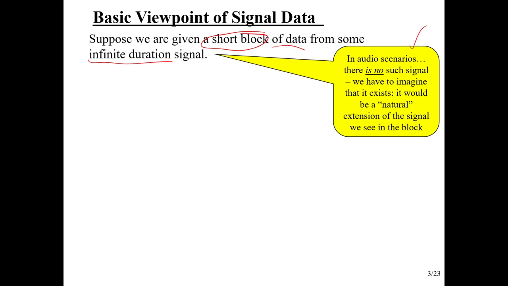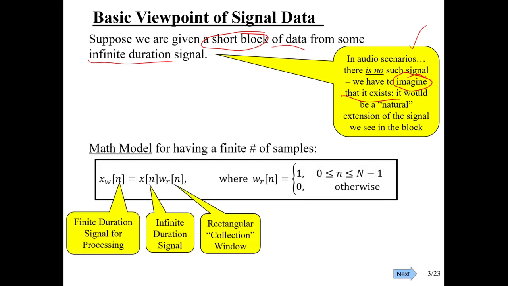And I say over here that in audio scenarios, there really is no such signal, because we just got done saying that there isn't a signal that persists for a long time that has the same spectral characteristics of that short block. So we have to at least imagine that there is some signal that would be a natural extension of that note that's being played in the block, for example. So we could imagine that maybe that note just is held forever. So that's the idea. This is just setting up the mathematical scenario that will allow us to understand what happens when we do this kind of processing.